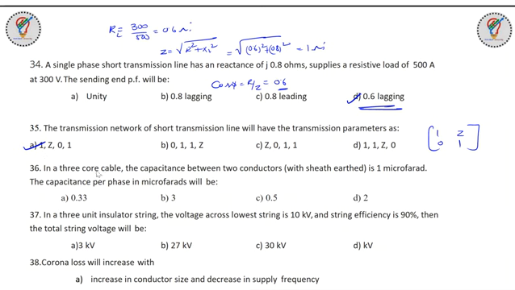Next one. In a 3-core cable, the capacitance between the two conductors with the sheath earthed is 1 microfarad. So here 3 conductors are there, and the sheath is earthed. Now the capacitance between the two conductors is CL, which is 1 microfarad. Now what about the capacitance per phase? Generally the capacitance is divided into two parts, so the half value is CPH. So CPH is equal to 2 times that of CL. So answer is D. So hope you are getting the answers here.